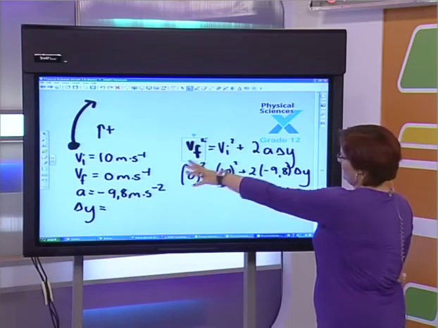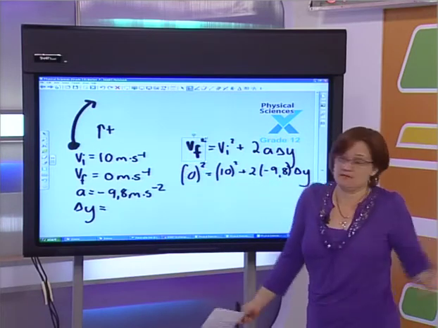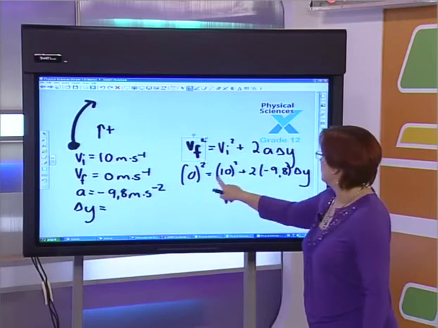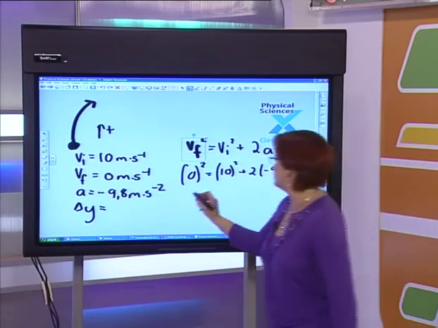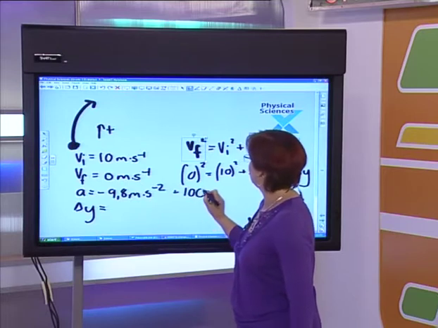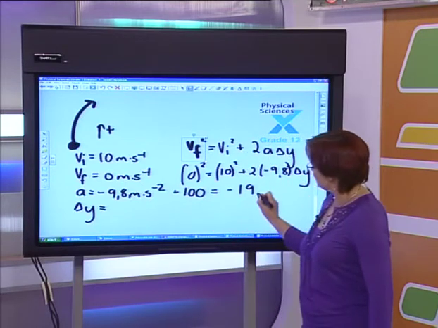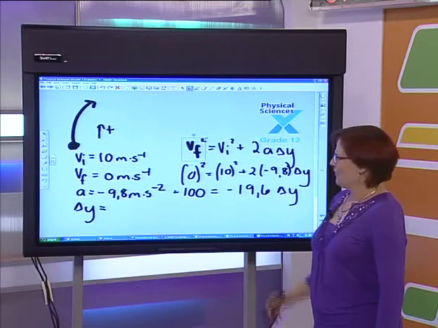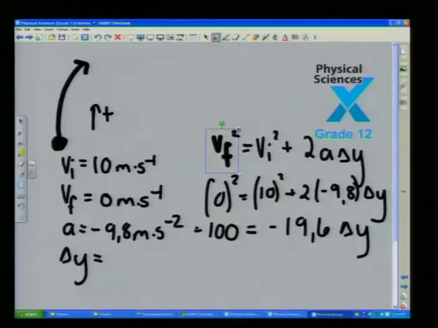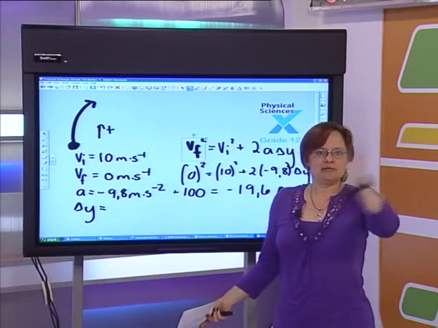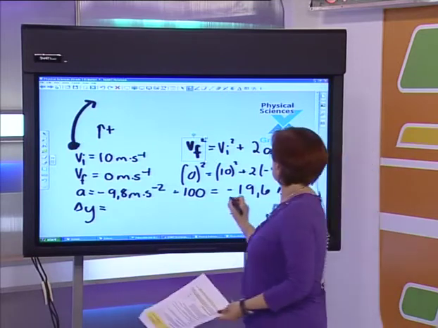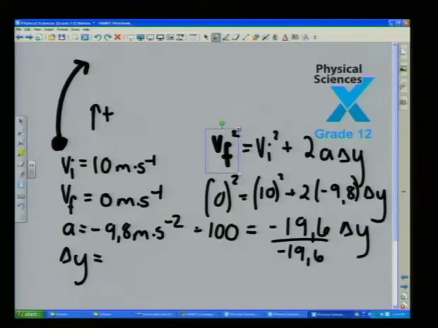We have our equation. Now it's just substitution and changing it up. So 0 squared is 0, so we're not going to worry about it. 10 squared is 100. When I take it over, I'm skipping some of the maths, but I'm hoping you're all following me. It becomes minus 100, and we get minus 19,6 times delta y. This is brilliant, because what happens when I divide a negative number by a negative number? I get a positive number, which is exactly what I should get because I chose up as my positive direction, and I'm looking at an object that's moving upwards. So my displacement should be up. I'm going to divide both sides by minus 19,6, okay?